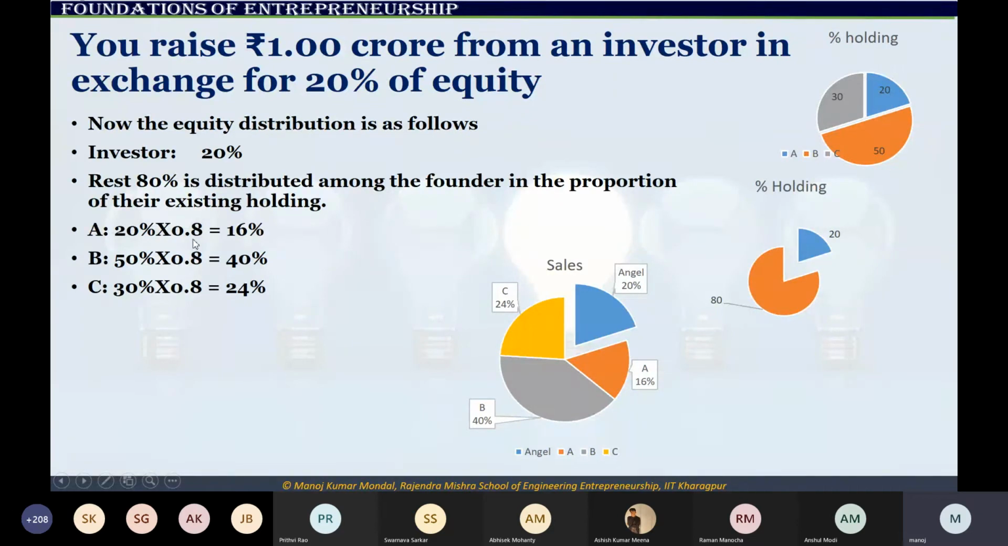So 20% of the 80% will be held by A, which is 16%. 50% of the 80% will be held by B, which is 40%. 30% of the 80% will be held by C, which is 24%. So it will look like this. Angel holds 20%, that's what he wanted. Then A will hold only 16% now, B will hold 40% and C 24%. Look at the original picture: you were holding 20, 50, 30. Now you are holding 16, 40, 24. Angel is holding 20%. That is how your percentage will vary.